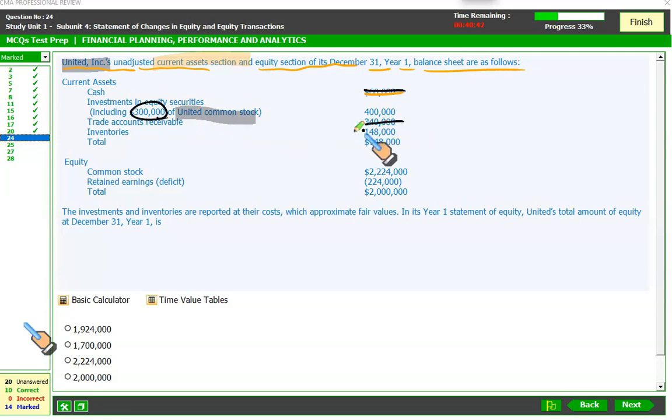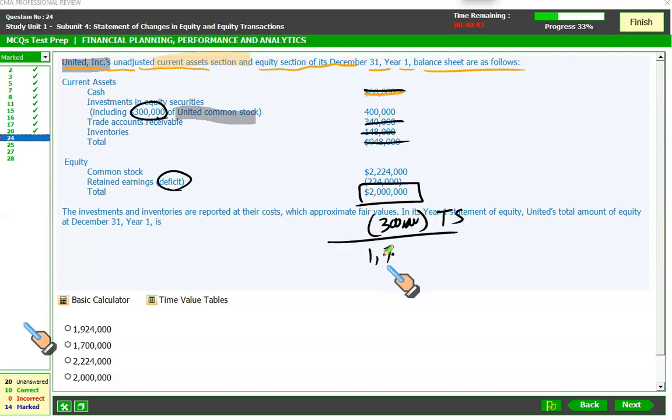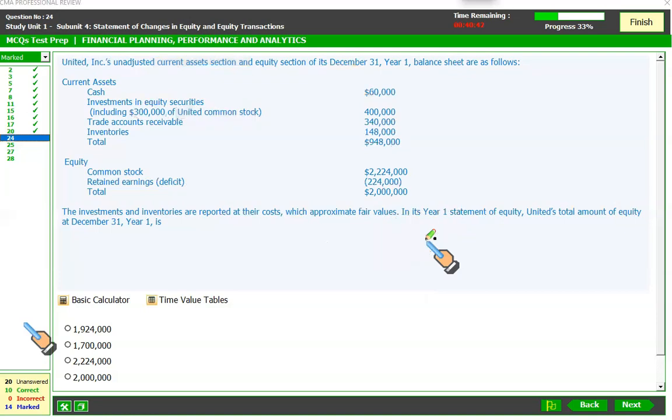Trade receivable is not equity. Inventories, total, nothing. Now, it says common stock is 2.224 million. Retained earning is showing a deficit. So the total equity as on the balance sheet is $2 million. Remember, if this is total equity, the treasury stock is shown as a negative item. So the total equity after adjustment of treasury stock is going to be 1.7 million, because they're absolutely right. So that would make B the correct option.